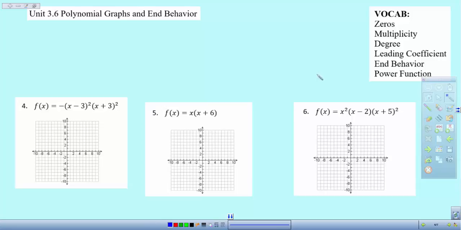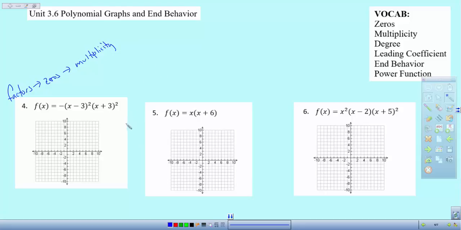Okay, and in these few examples right here, what we're looking to do is basically use the factors. What we've been given here is the factors. And from the factors, we want to be able to lead ourselves to the zeros. And then from the zeros, we want to determine if we have any multiplicity. And then utilize what multiplicity would look like to get a sketch of the graph.